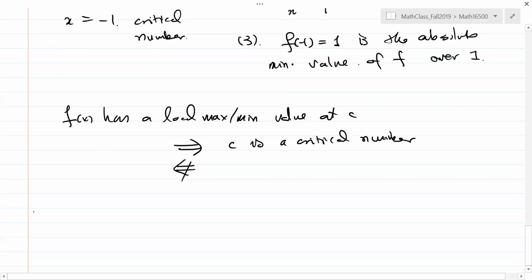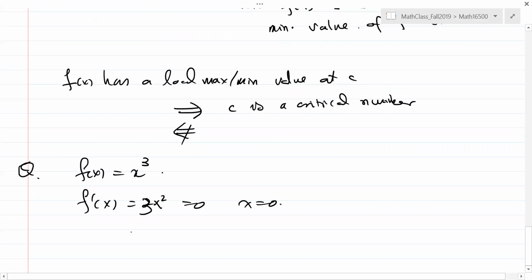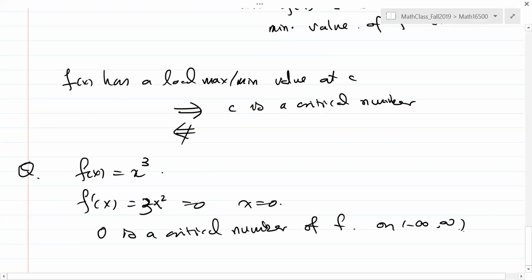Here's the example. f of x equals x cubed. Let's look at the critical numbers. The derivative is 3x squared, set to 0, right? So x equals 0. So 0 is a critical number, the only critical number of f on this interval.